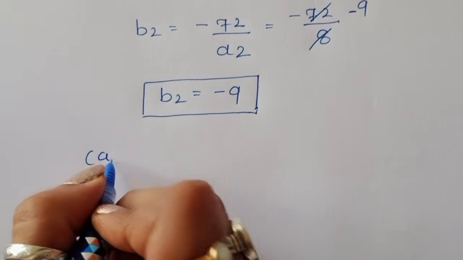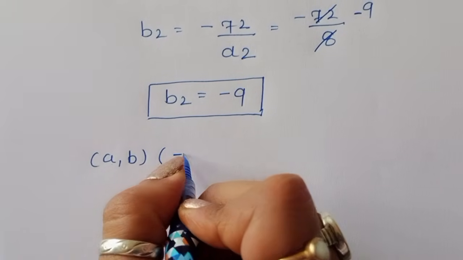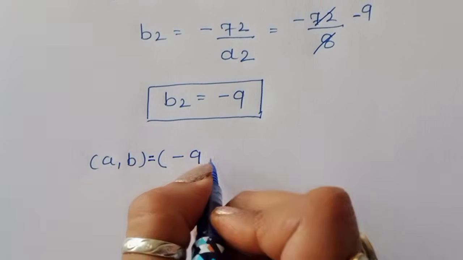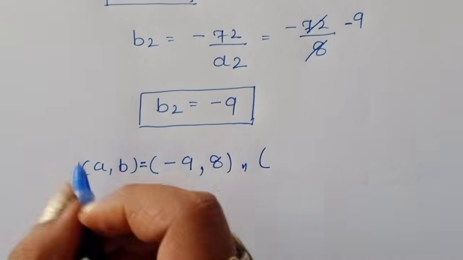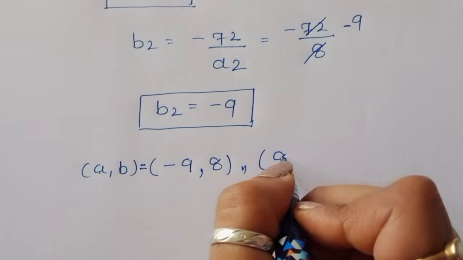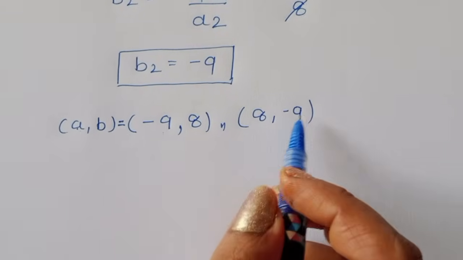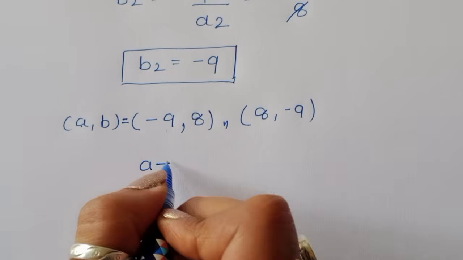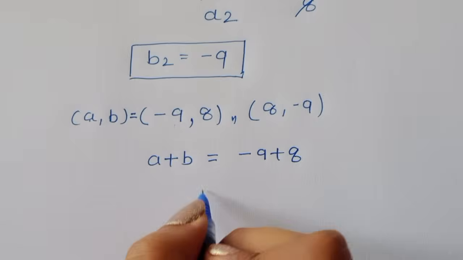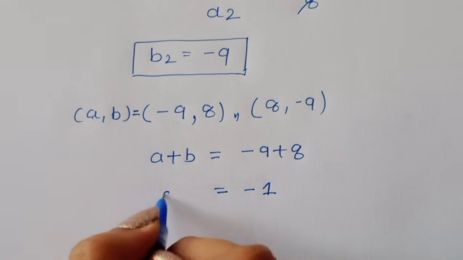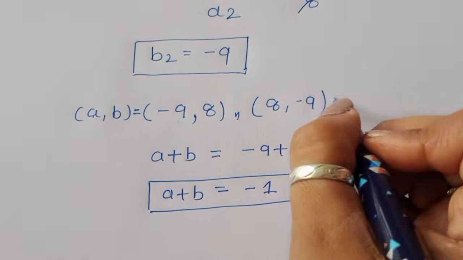Therefore, if a1 is equal to minus 9, at that time the value of b is equal to 8, and if the value of a2 is equal to 8, then b2 is minus 9. So these are the values of a and b in this equation. Now we have to find the value of a plus b. So a plus b is equal to minus 9 plus 8, which is equal to minus 1. This is the value of a plus b in this equation. So this is the solution. Thank you.